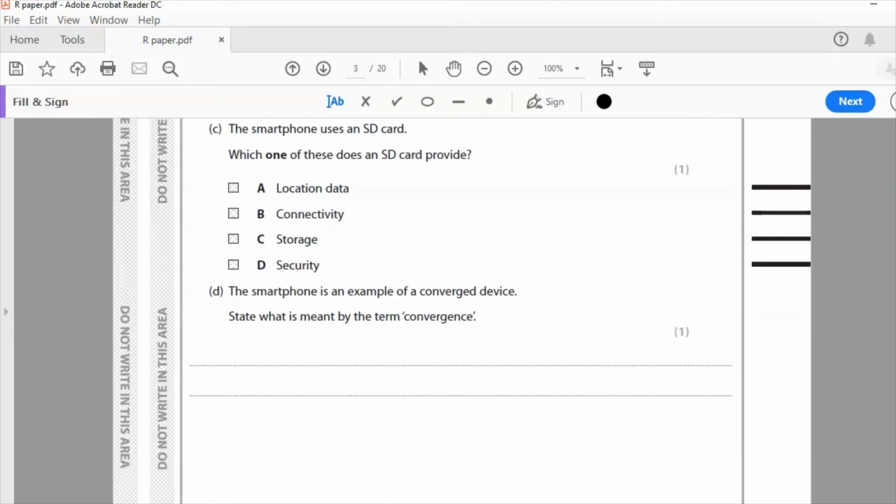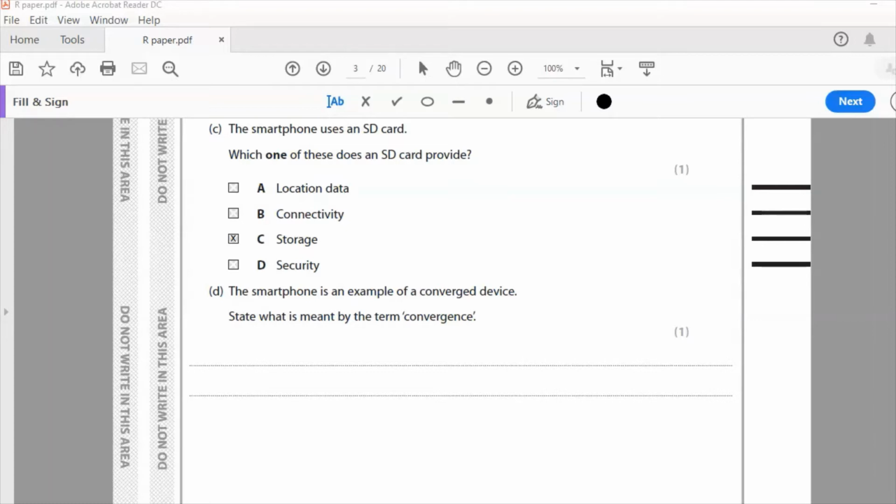Question C. The smartphone uses an SD card. Which one of these does an SD card provide? Now, an SD card stands for Secure Digital, and it's what you use in your camera, different devices, in cameras that you use in the car, dash cams, etc. And the answer to this is C. It only provides storage. That's the only answer to that.